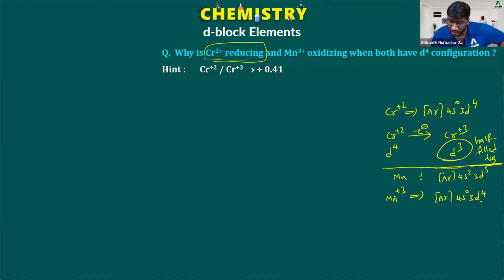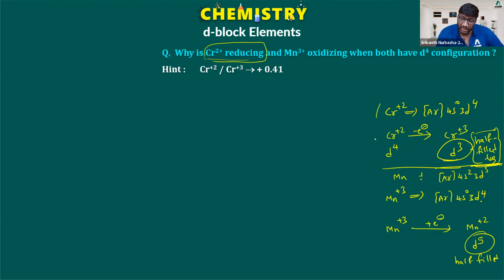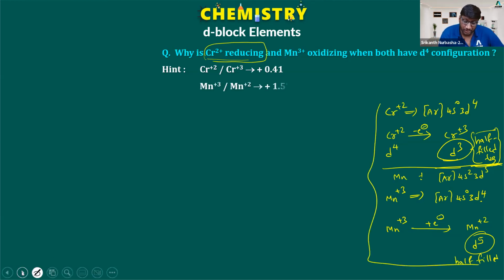For manganese, what will you have? Mn+3 is oxidizing. Oxidizing means it is oxidizing something else by undergoing reduction within itself. That means it is gaining an electron. If it gains an electron, it gets Mn+2. For manganese, the +2 state is more stable because it has the d5 half-filled electronic configuration. For chromium, d3 is more stable when compared to d5 because of the t2g half-filled configuration. For manganese, d5 is more stable because of half-filled.